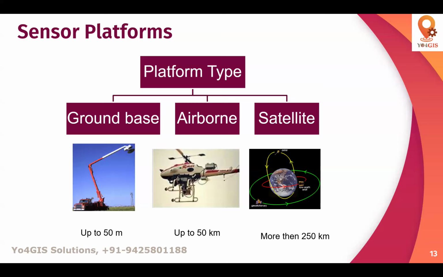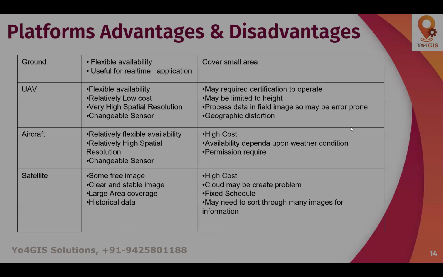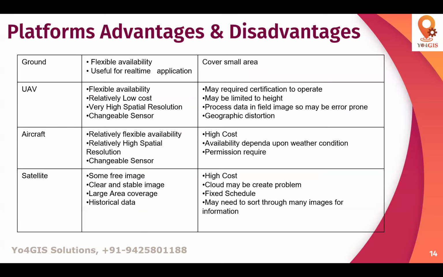Even this ground based station or airborne station, everywhere ultimately we have the sensors. These sensors are basically useful to collect the information. So we have three types of platform: ground based, airborne, and satellite. Platform advantages and disadvantages we can also see. So the ground based sensor or ground based platform is basically flexible in availability, useful for real time application.